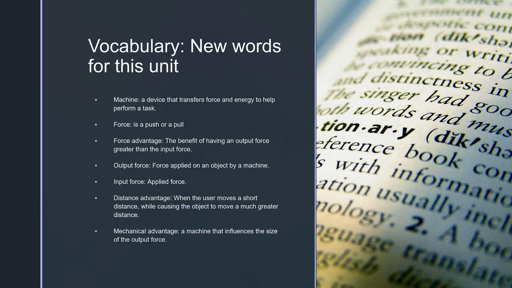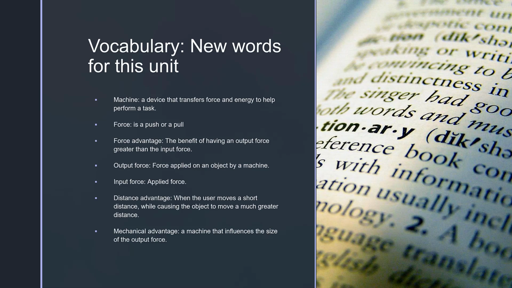Force advantage. This is the benefit of having an output force that is greater than your input force. A machine has an advantage if it's giving you more output than input. An output force is the force applied on an object by a machine, so how much power the machine is applying to something. For example, you have a hammer. A hammer is applying a lot of force onto the nail. That is called the output force.